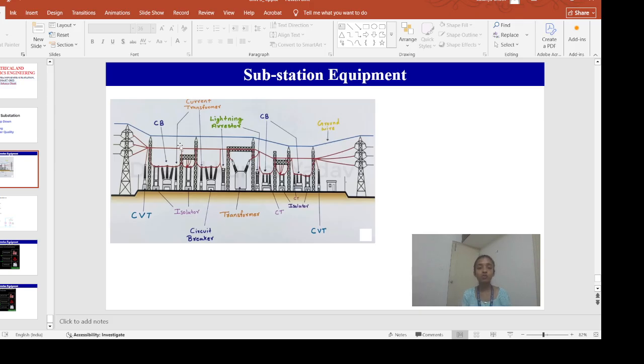Apart from that, we have these red colored bus bars. These bus bars are just connecting wires. When many wires have the same voltage, they are connected together through the bus bar, which is an aluminium or copper conductor. So these are the main components or equipment of your substation.